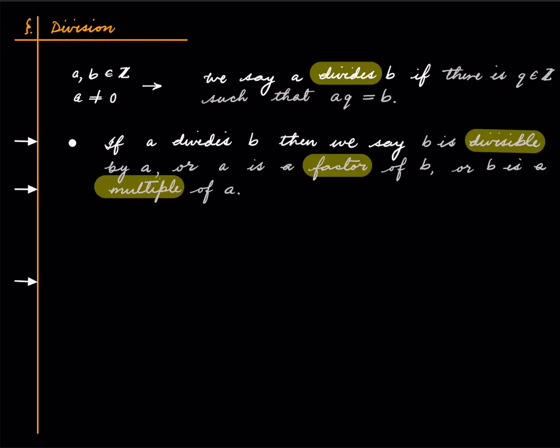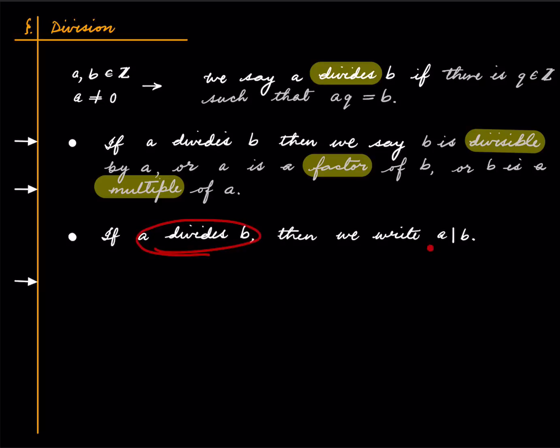So that's one thing, and now there are some synonyms. So we say that A divides B, or we say B is divisible by A, or we say that A is a factor of B, or we say that B is a multiple of A. All these things mean the exact same thing. Okay. So this is a notation which we will use frequently. If A divides B, then we will write this, because writing this every time is cumbersome. So remember this notation. We'll use it frequently.